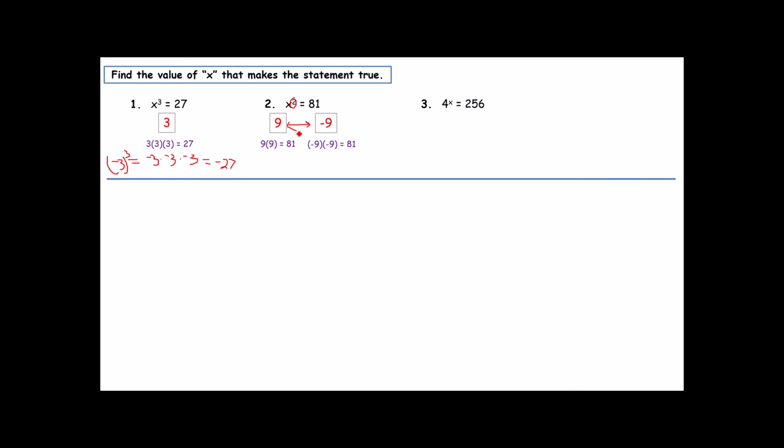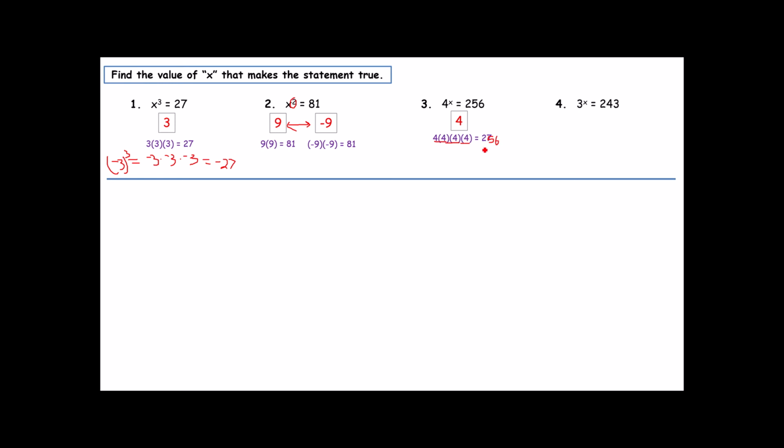Here's one that's even harder. How many 4s have to be multiplied together to give you 256? You might want to pause. It takes 4. 4 times 4 is 16, times 4 is 64, times 4 is 256. A little typo there. Thank you.